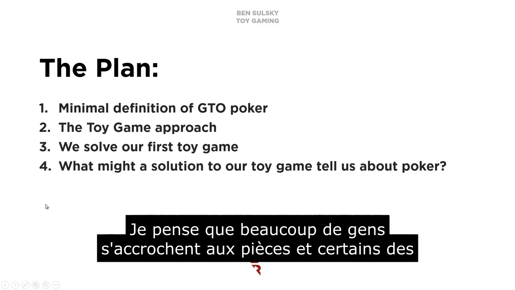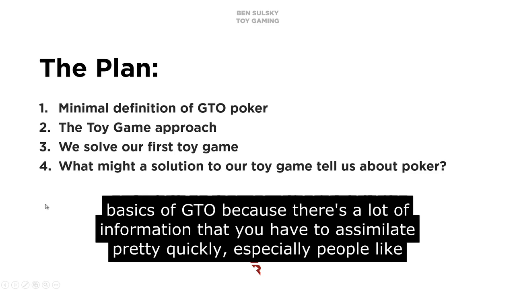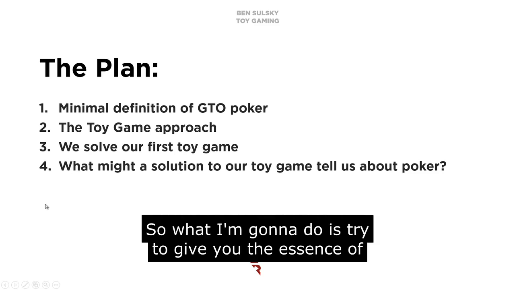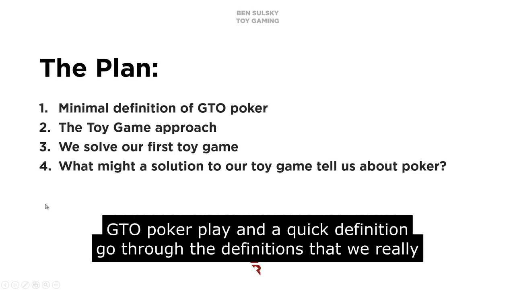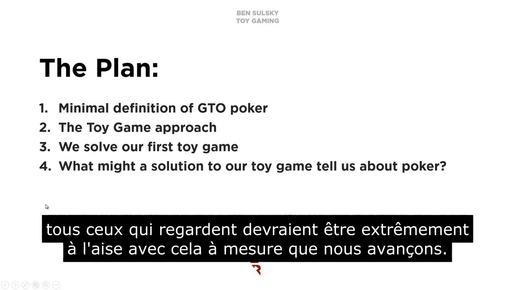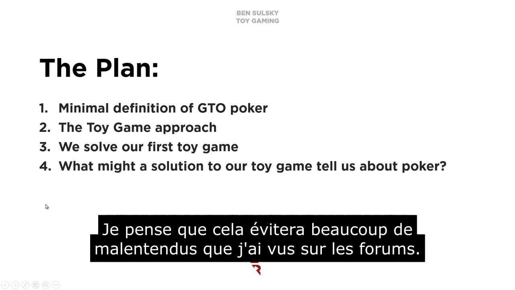I think a lot of people get hung up on parts and some of the basics of GTO because there's a lot of information that you have to assimilate pretty quickly, especially people like me who don't have a math background. So what I'm going to do is try to give you the essence of GTO poker play in a quick definition, go through that definition so that we really understand what every word means. And I will just sort of repeat things so that everyone watching should be extremely comfortable with this as we move forward. I think that will sort of forestall a lot of misunderstandings that I've seen on the forums.